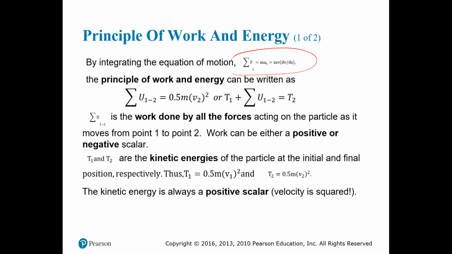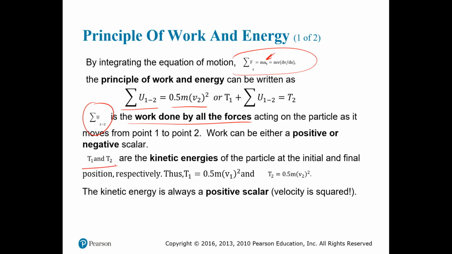So let's just read through it. By integrating the equation of motion, sum of forces equals mass times acceleration, just recalling that the only acceleration involved would be the tangential acceleration, and you will tell me why that is. The principle of work and energy can be written as the sum of U from 1 to 2 plus T1 equals T2, where the sum of U is the work done by all the forces acting on the particle as it moves from point 1 to point 2. Work can be either positive or negative.